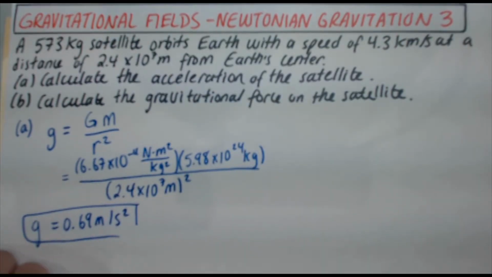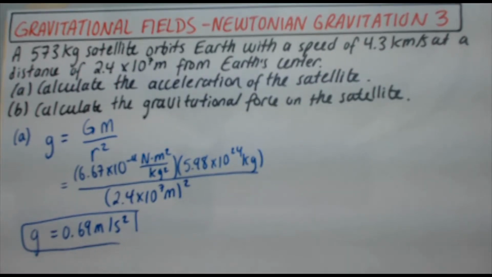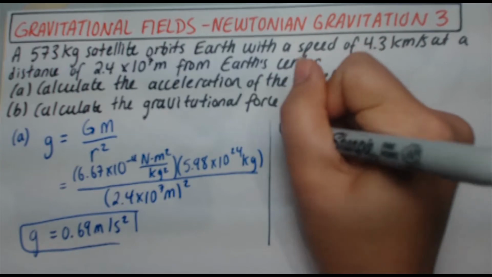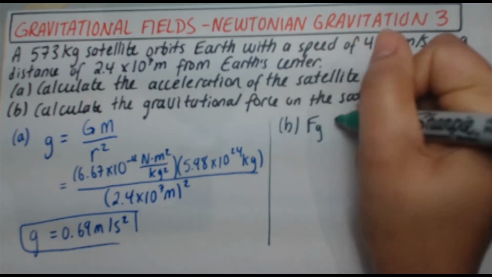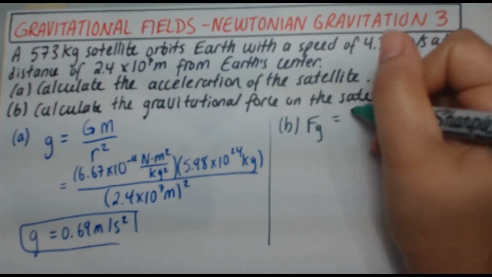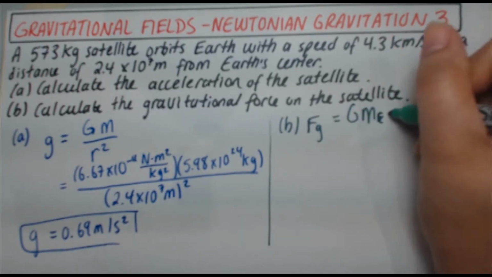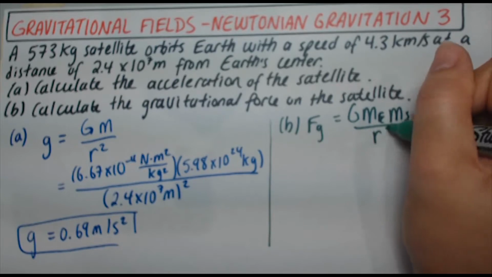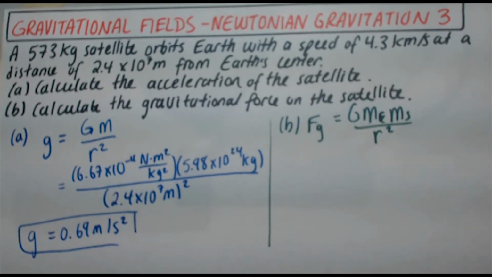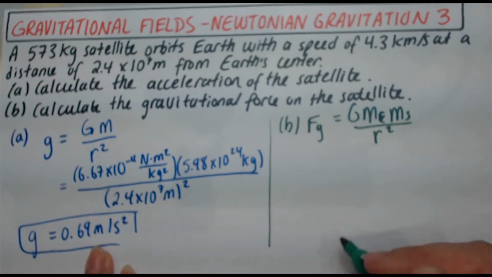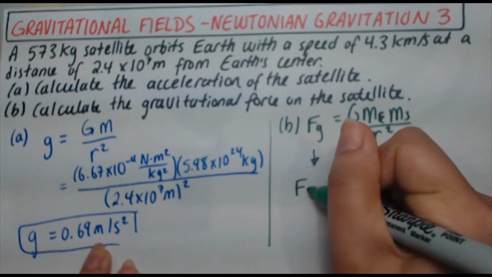Now for part B, calculate the gravitational force on the satellite. So this part is actually even more straightforward. Okay, so for part B, force of gravity on the satellite, you can use the gravitational expression G M_e M_s over r squared, the universal gravitational equation. Another way to do it would simply be to say, you know what, I already know the value of g at this location. So why don't I just do this?